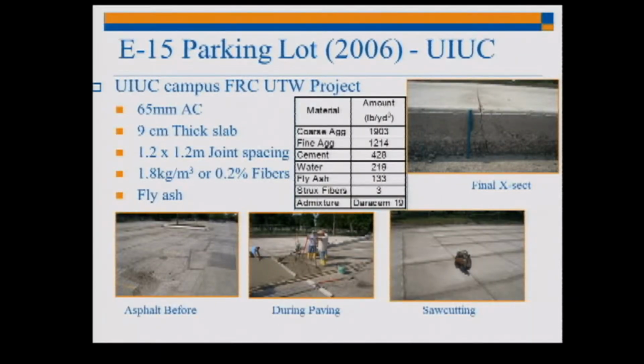And actually, one of the other features that we like to use is fibers. So this has about 1.8 kilograms of fibers. We recommend them for all overlays. And this is your final product here. You can see this is about 9 centimeters here, and this asphalt's about 65 millimeters. And your final product, these are 1.2 meter panels.